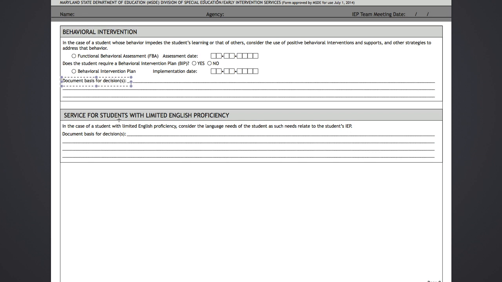And then for students who are limited English speakers, the IEP team is also asked to consider the language needs of the student and to document some of the information related to the student's language needs.